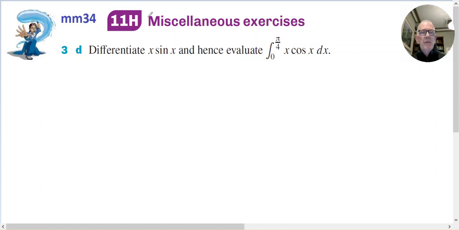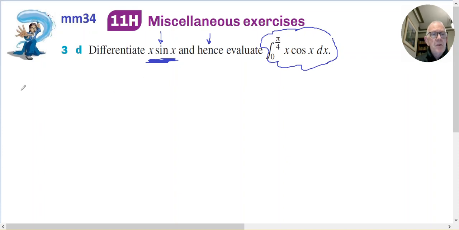Okay, so this comes out of 11H of the miscellaneous exercises, but I've been asked to find this definite integral. So I've got terminals, so my answer is going to be a number, but I've been told to differentiate this expression first. So I think that we're going to have integration by recognition, because I've been told to take the derivative of this and then hence use that answer to evaluate this integral.